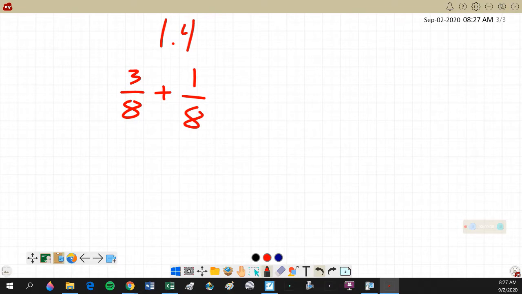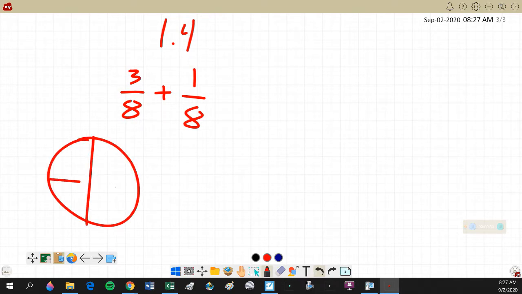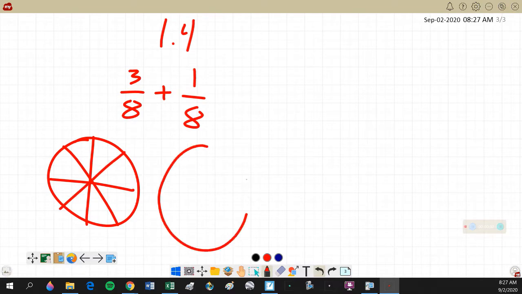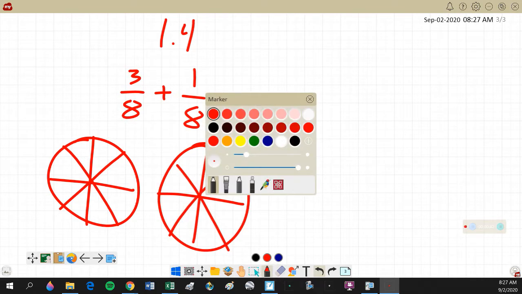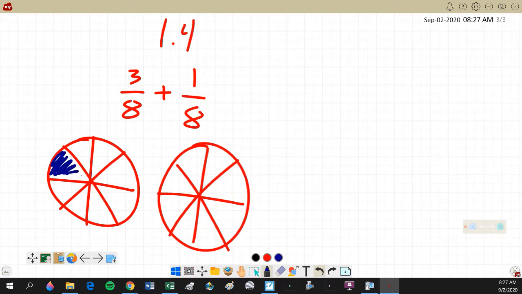So, here's what's going on. If we had a pizza that was cut into 8 pieces, and another pizza that was cut into 8 pieces, and your parents don't tell you it's dinner time, and then when you come up for dinner, because you live in the basement because your parents don't like you.